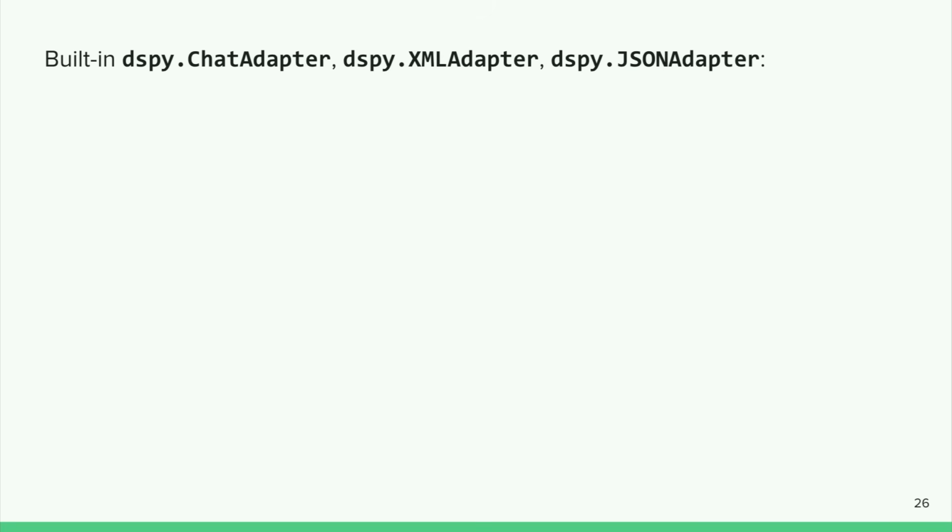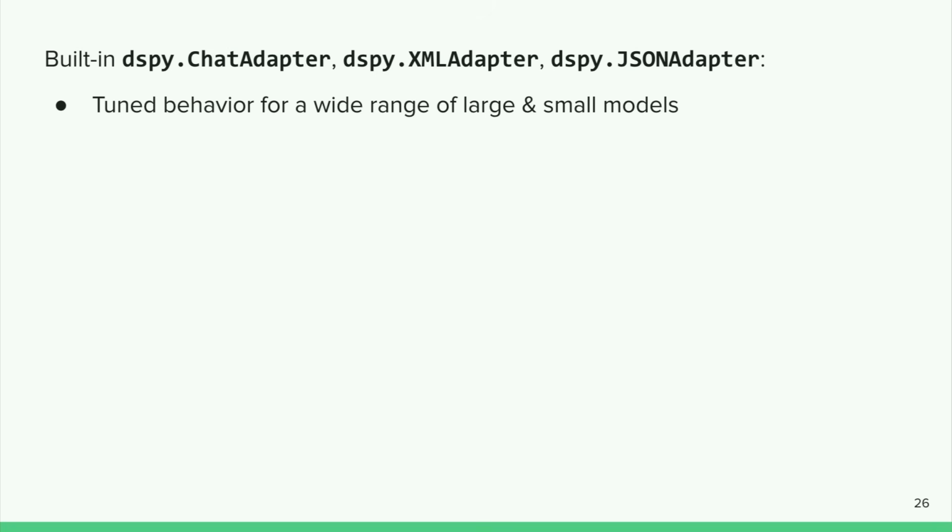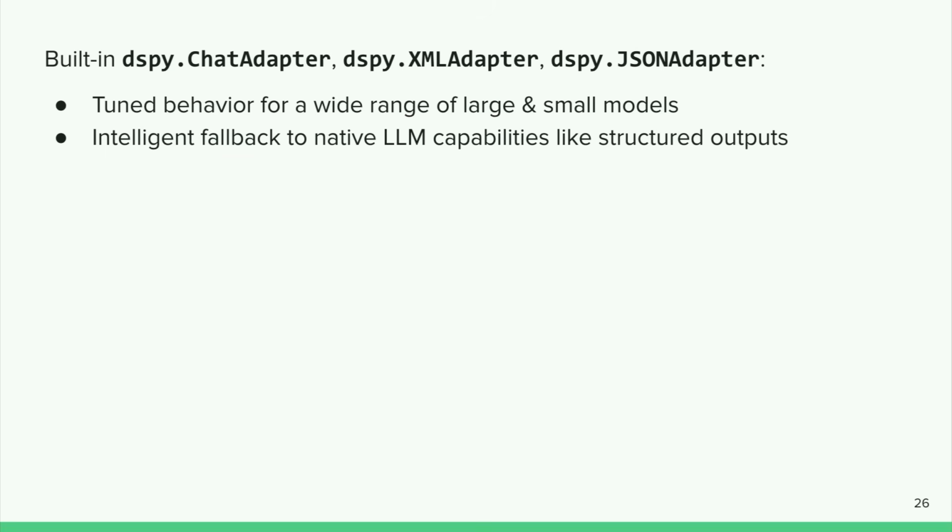We've introduced several of these adapters built in, so you can actually swap them and see what happens if you really want to. But they're still kind of decoupled and general purpose. So you have chat adapters, XML adapters, JSON adapters. We've tuned those out of the box for a wide range of LLMs, and they are intelligently able to fall back to a lot of the native behaviors that come in LLMs.